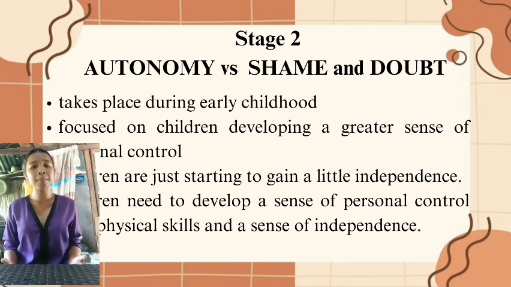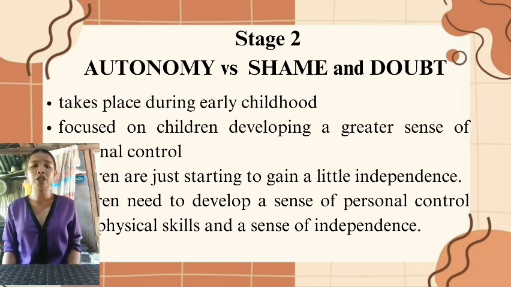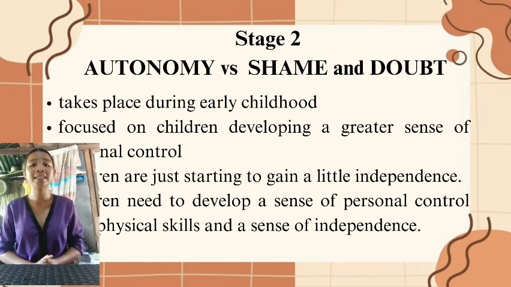The role of independence: at this point in development, children are just starting to gain a little independence. They are starting to perform basic actions on their own and making simple decisions about what they prefer. By allowing kids to make choices and gain control, parents and caregivers can help children develop a sense of autonomy.